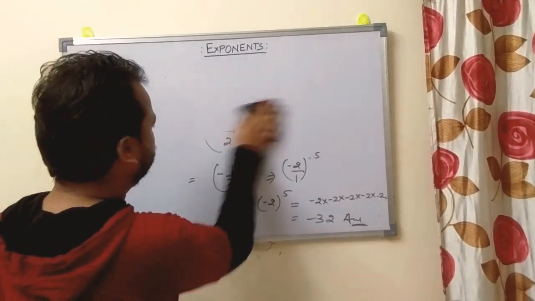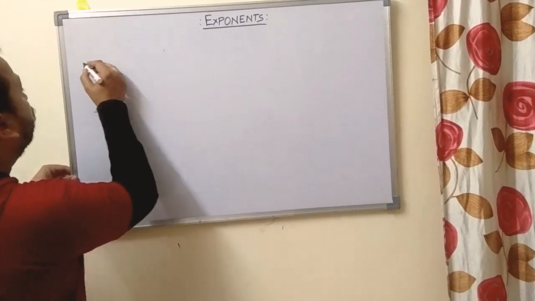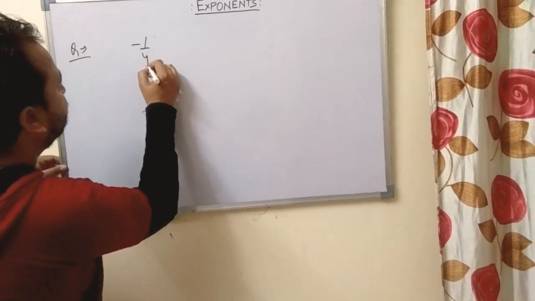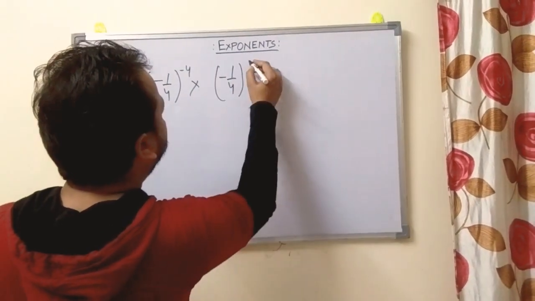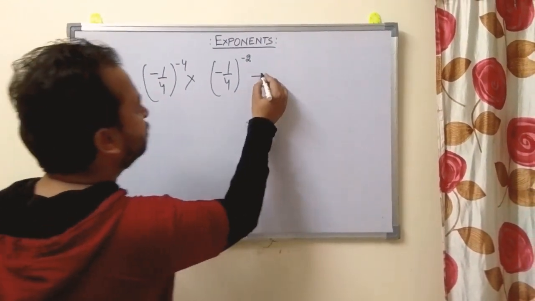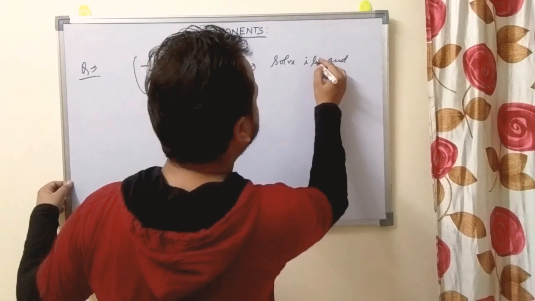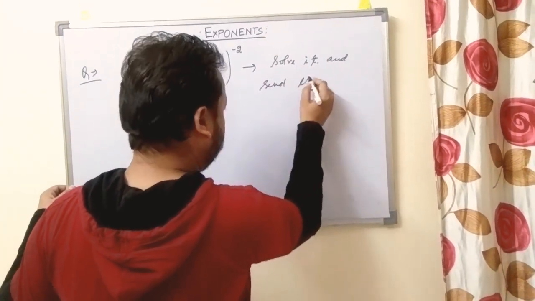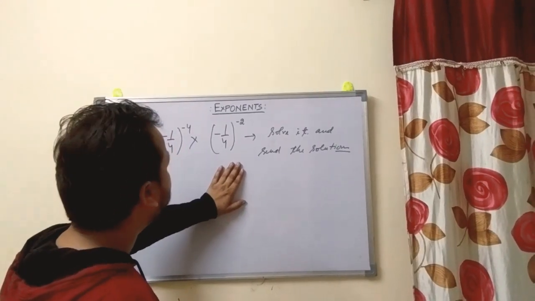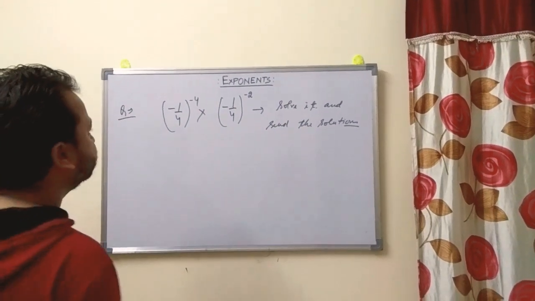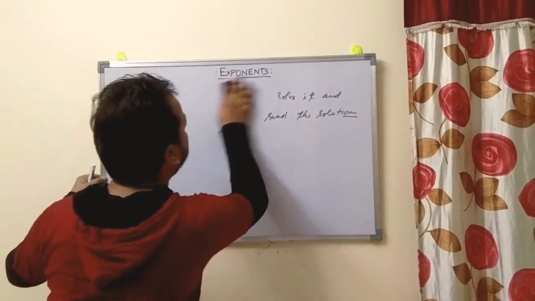So now I'm going to give you a question. Question is minus 1 by 4 power minus 4 multiplied by minus 1 by 4 power minus 2. Solve it and send the solution. Now come to last question of today's class.